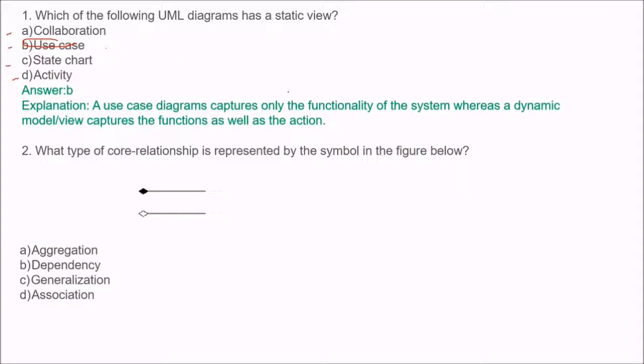A use case diagram captures only the functionality of the system, whereas a dynamic model view captures the functions as well as the action. So we are talking about the static view. This will be the use case.